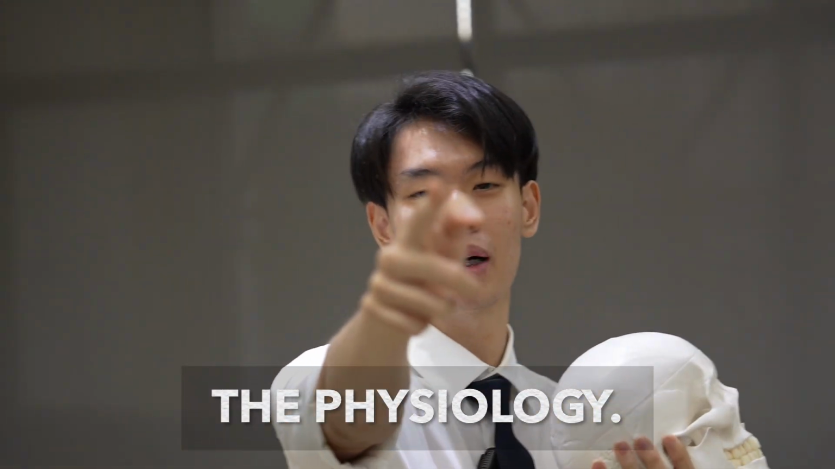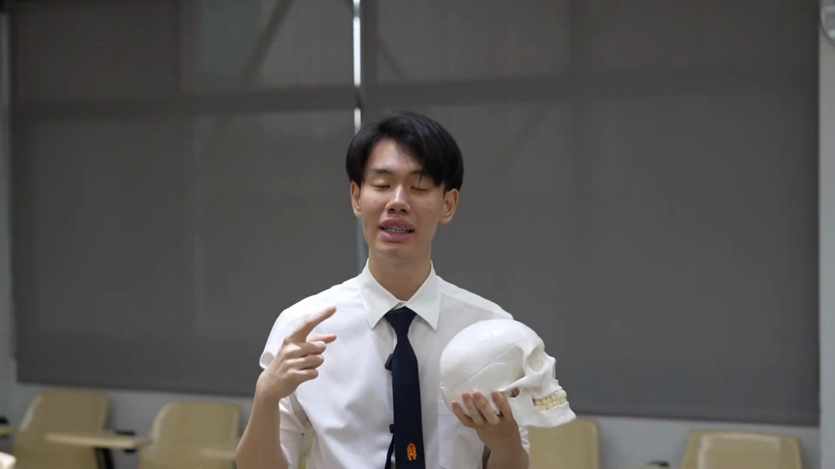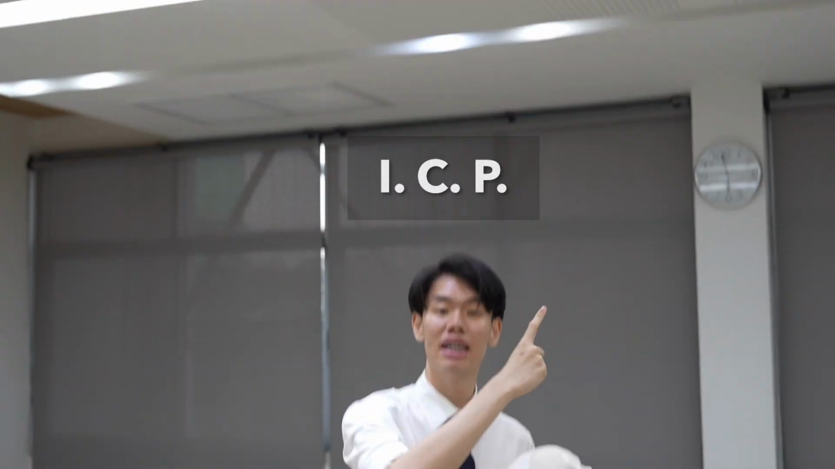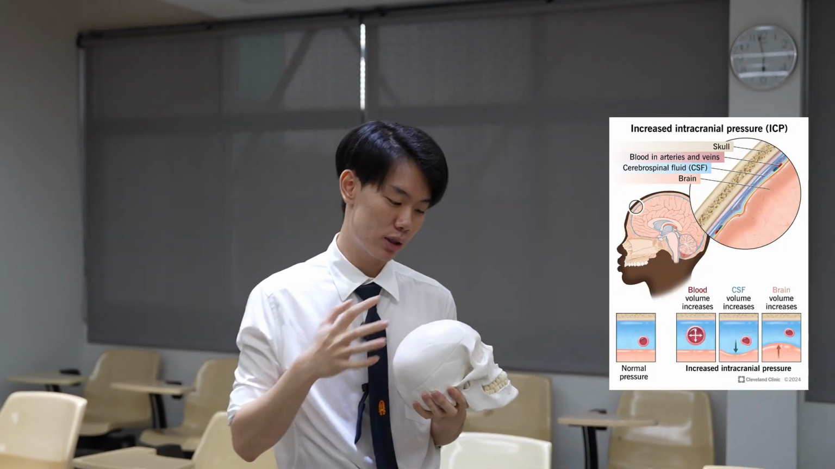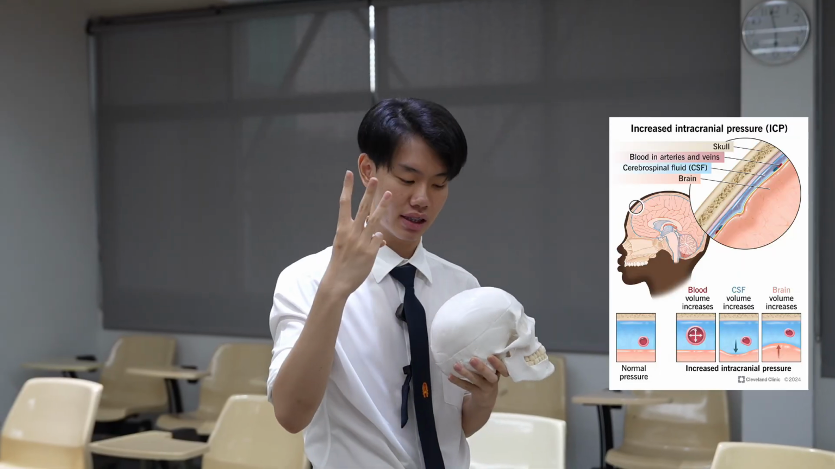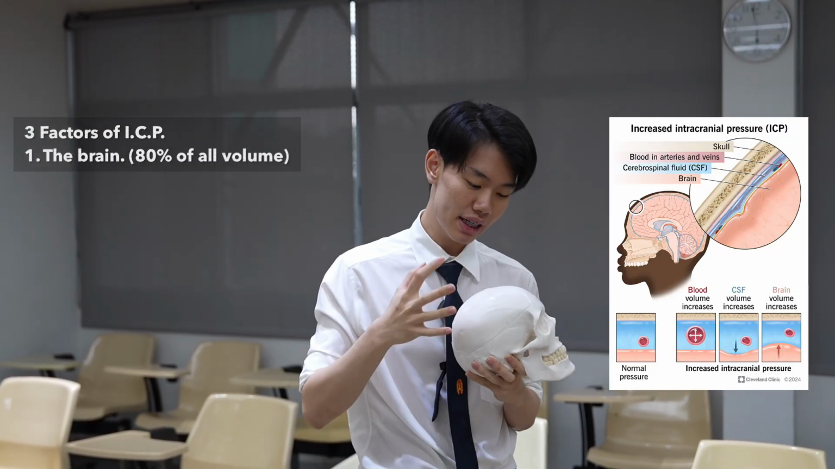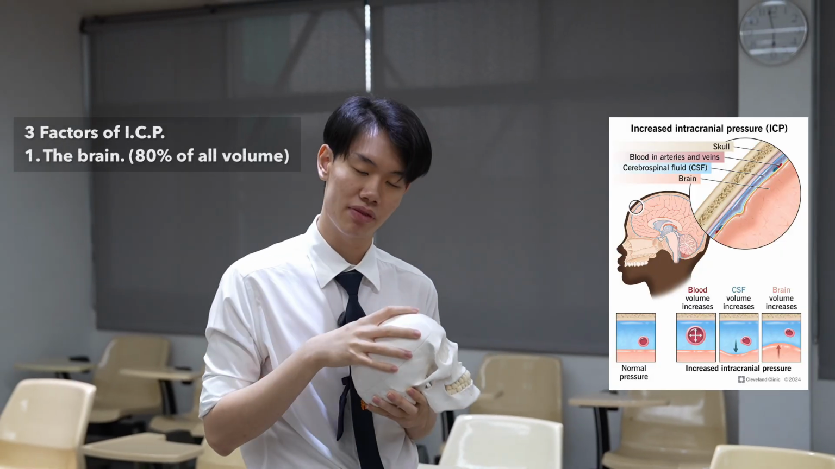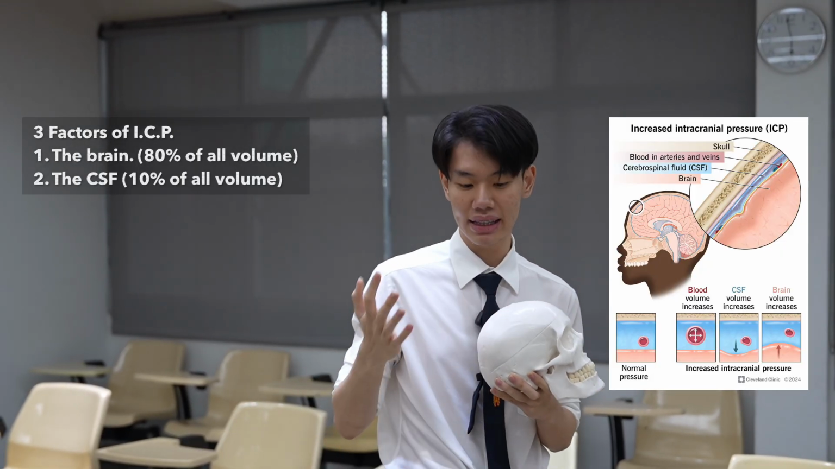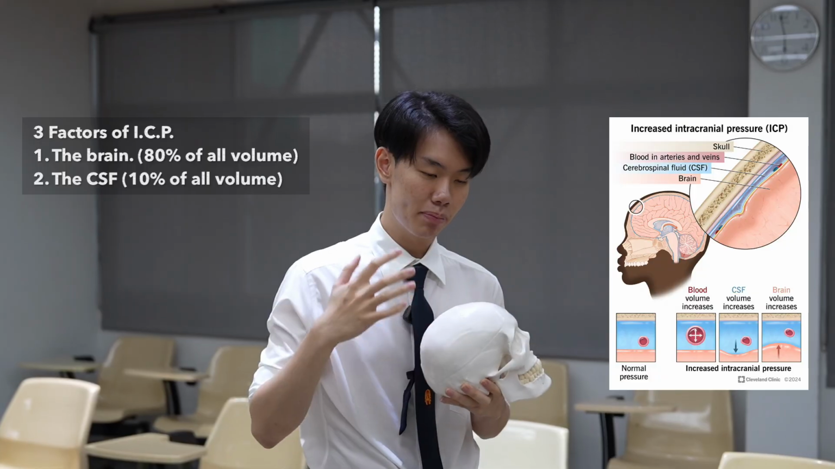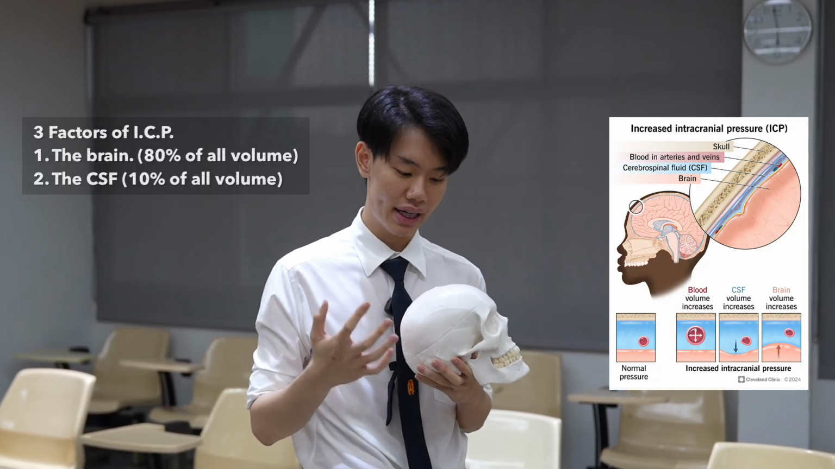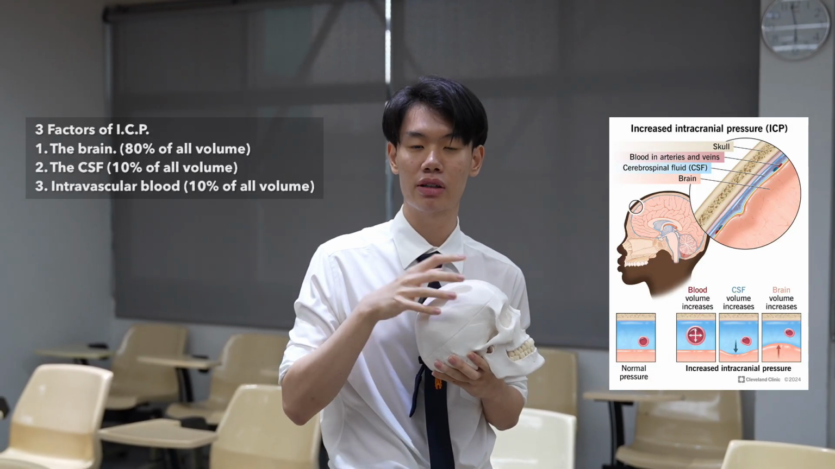Welcome to the physiology part of the lesson. The first term we need to know in this lesson is ICP. ICP, or intracranial pressure, is the pressure in the skull, which is determined by three factors. The first one being the brain itself, which is about 80% of the volume. The next one is cerebrospinal fluid, or CSF, which is about 10% of the volume. And lastly is the intravascular blood, which is the blood from the vein and artery in the cranium, which also accumulates about 10% of the total volume.